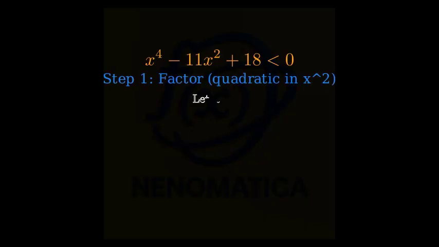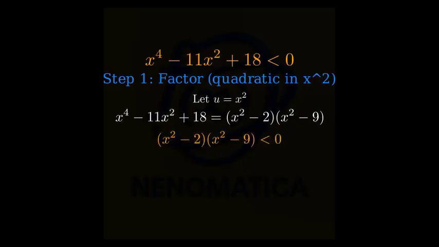In this lesson, we'll solve a quadratic inequality in one variable following a clear, reliable algorithm. We want all real x such that x to the 4th minus 11x squared plus 18 is less than 0. Step 1. Factor the expression by recognizing it is quadratic in the variable x squared. We look for two numbers that multiply to 18 and add to -11. Those are -2 and -9.